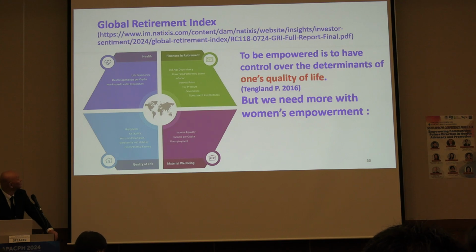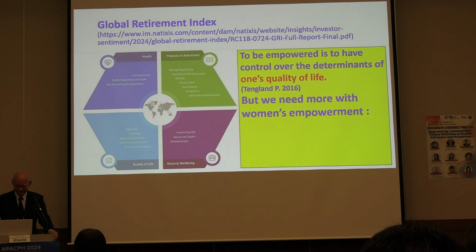And they looked at 4 indicators. Health, so health is okay. Quality of life, it's also okay. But finances in retirement, this is a big problem for me now. My income is now 1/10 of the previous one. So, I need money.